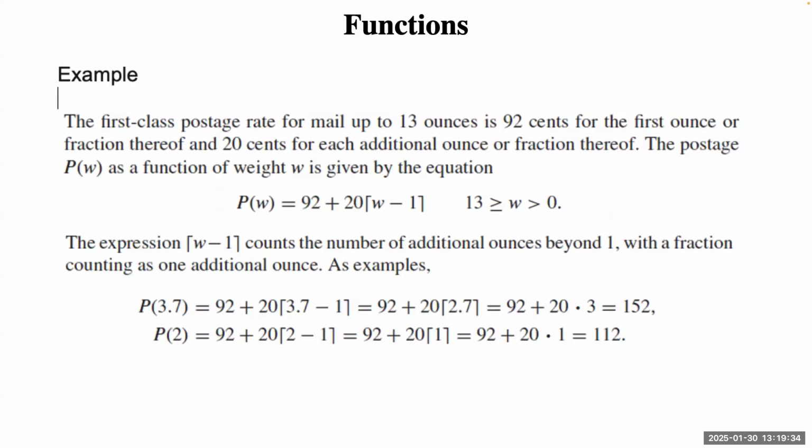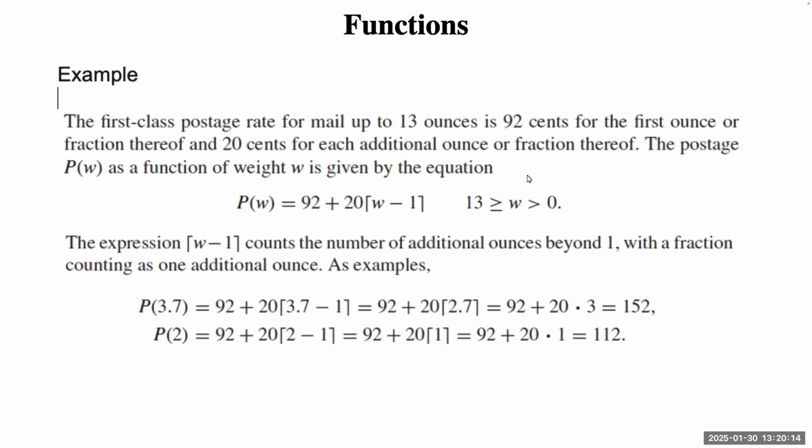Okay. So here's an example where we might use it. Suppose you have a first-class postage rate for mail up to 13 ounces, and that first-class rate is 92 cents. But that's only for the first ounce, or a fraction of it, like half an ounce, quarter ounce. Then there's 20 cents additional for each ounce after that first ounce, or fraction thereof. So 1.2 ounces would be 92 plus 20 cents.